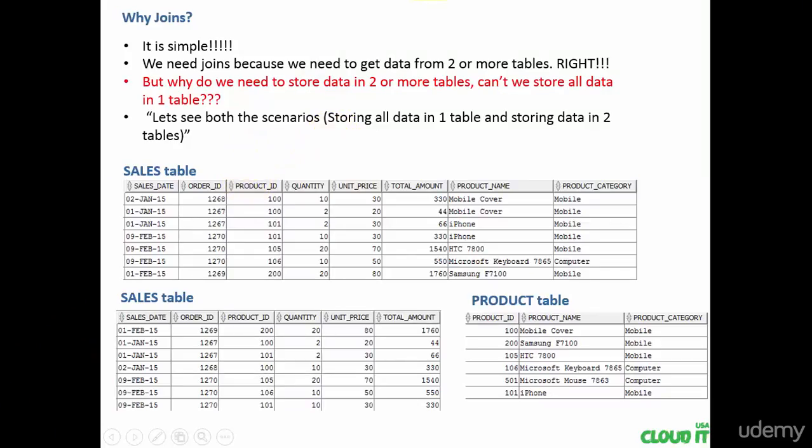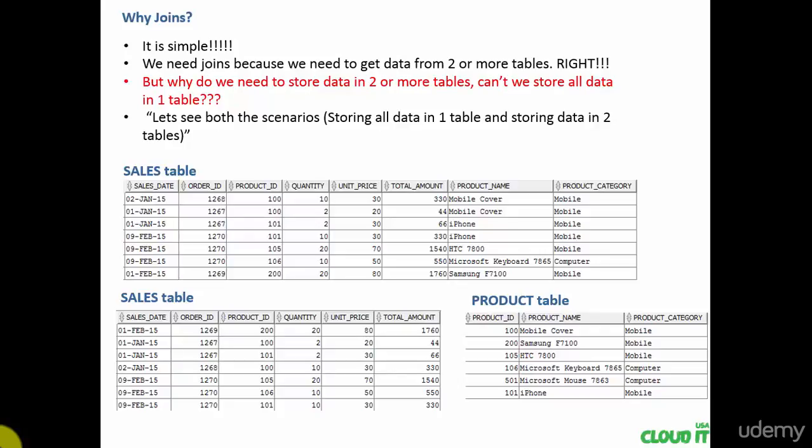But why do we need joins? It is simple, right? If there is data in two tables and you want to get the data from both these two tables, then how do you do that? You join both these two tables using a common column, right?